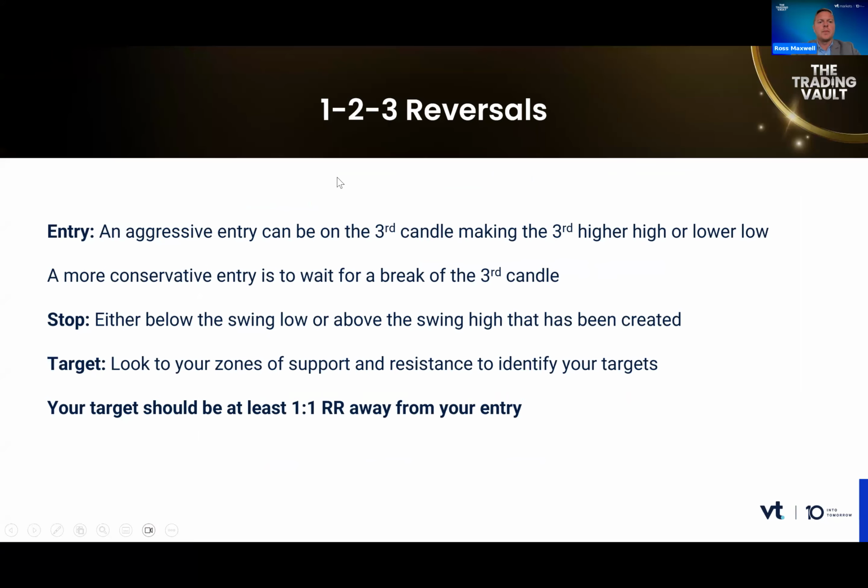Okay. So entry on a 1, 2, 3 reversal. There's 2 options. An aggressive entry can be on the 3rd candle, making the 3rd higher high or lower low. So you have 2 candles that have established themselves, and then you enter on a break of those 2 candles. But a more conservative entry is to wait for the break of that 3rd candle. Basically the 1, 2, 3 is established by the 3rd candle making the higher high or the lower low.